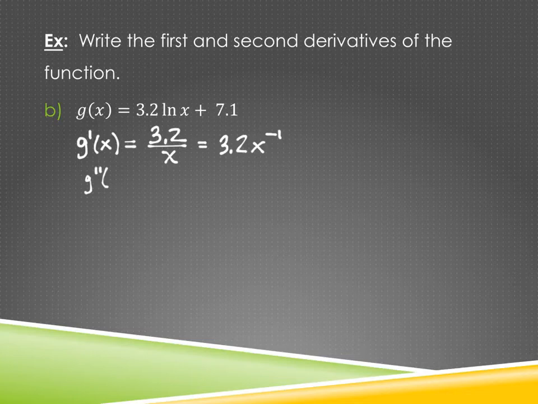So now you're ready to do the second derivative. So we have 3.2 x to the negative 1. So the negative 1 will come down, making that negative 3.2 x to what power? To the negative 2. Okay? And that's where we're going to stop for today.